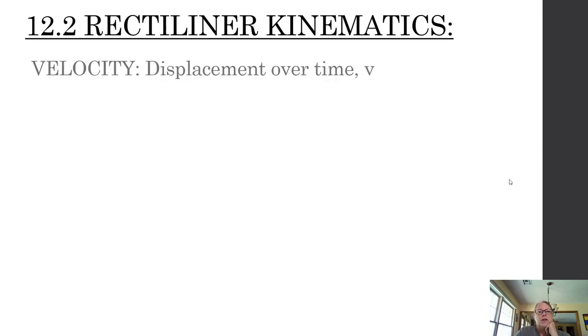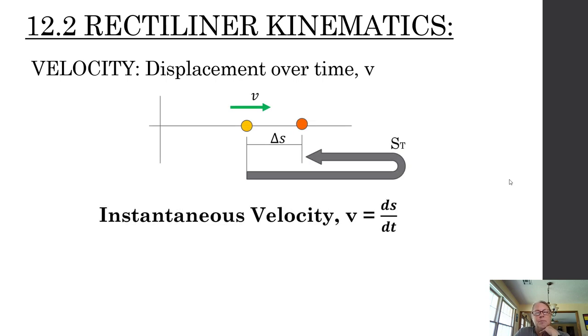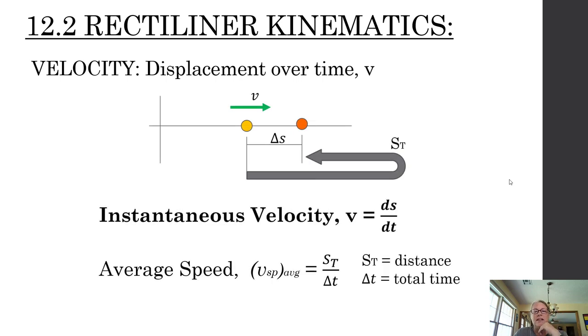Okay. So we also then can look at displacement over time. We'll get to instantaneous in a minute. So our average speed then, what is my speed? That is the total distance over time. So we have average velocity, delta S over delta T, and average speed, the entire distance over time.